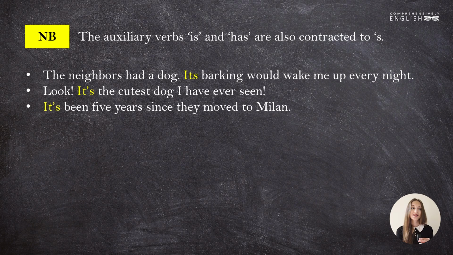In the first case, it's barking. It's a possessive adjective. The barking of it, the dog. In the second case, it's is the contracted auxiliary verb is. It is. And in the third case, it's the contracted auxiliary verb has. It has been 5 years.